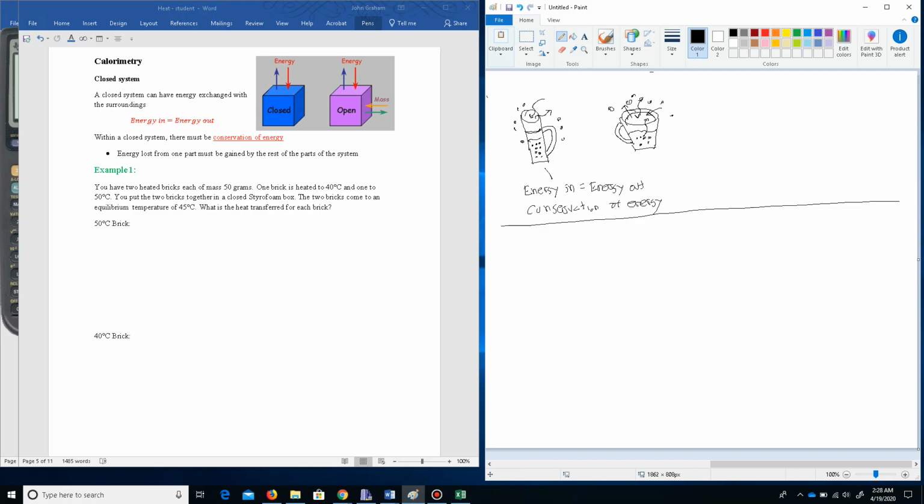So you have 2 heated bricks, each of mass 50 grams. One brick is heated to 40 degrees Celsius. The other brick, also with a mass of 50 grams, is heated to 50 degrees Celsius.